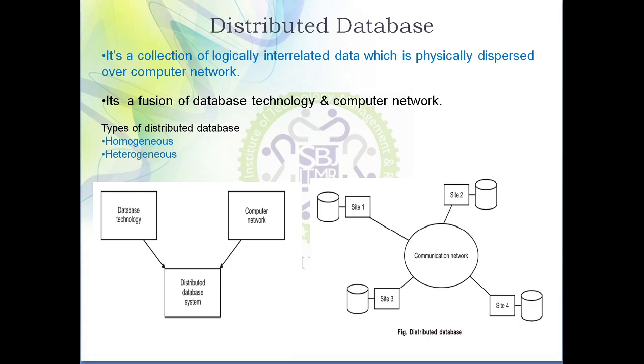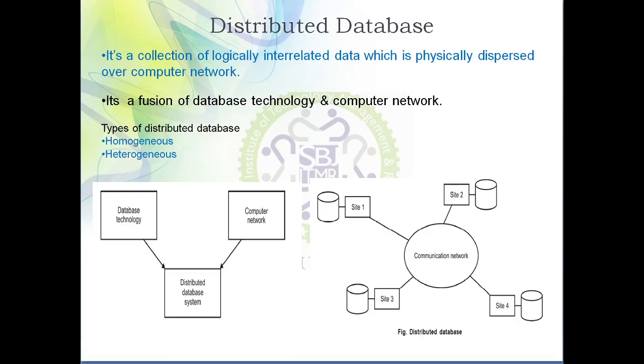And this is the power of distributed database, which is a fusion of database and network. Okay, so there are two types of distributed database. One is a homogeneous distributed database and the second one is a heterogeneous distributed database. So what is a homogeneous distributed database?